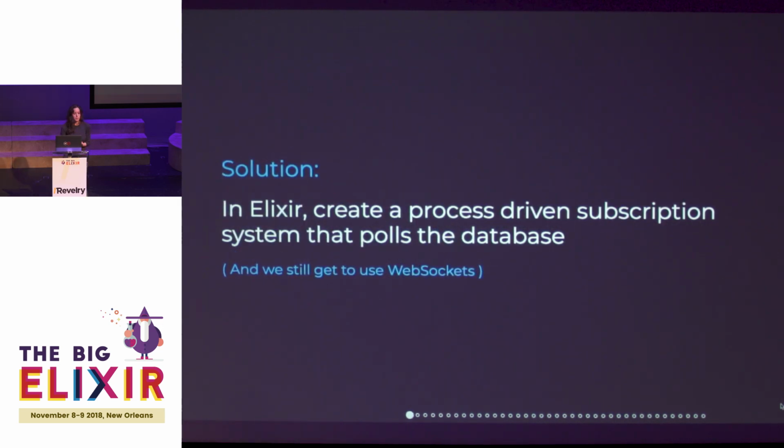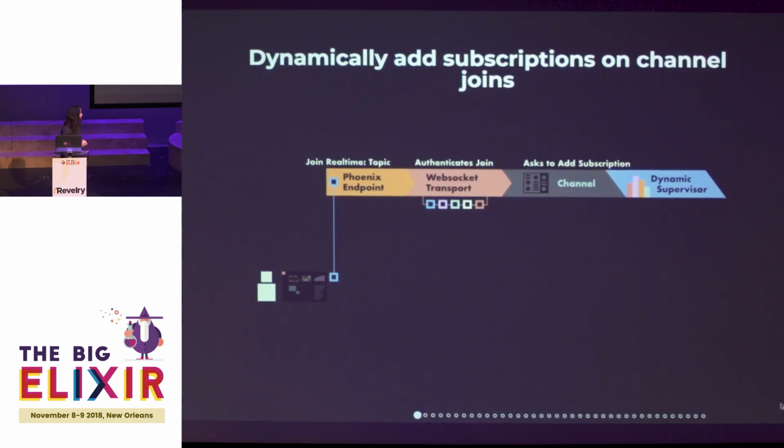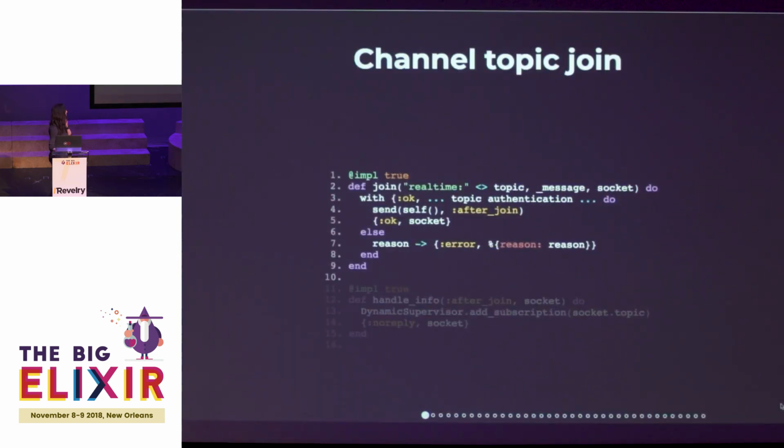So instead, what we decided to do was move that polling from the client to the server, and in Elixir create a subscription process system that polls our database for information, and then sends that information to the client over WebSockets. And that's what this looks like. A user joins a channel topic. Then they ask a dynamic supervisor to dynamically spin up a bunch of processes to poll our database for that specific channel topic. And here's a small code example for that.